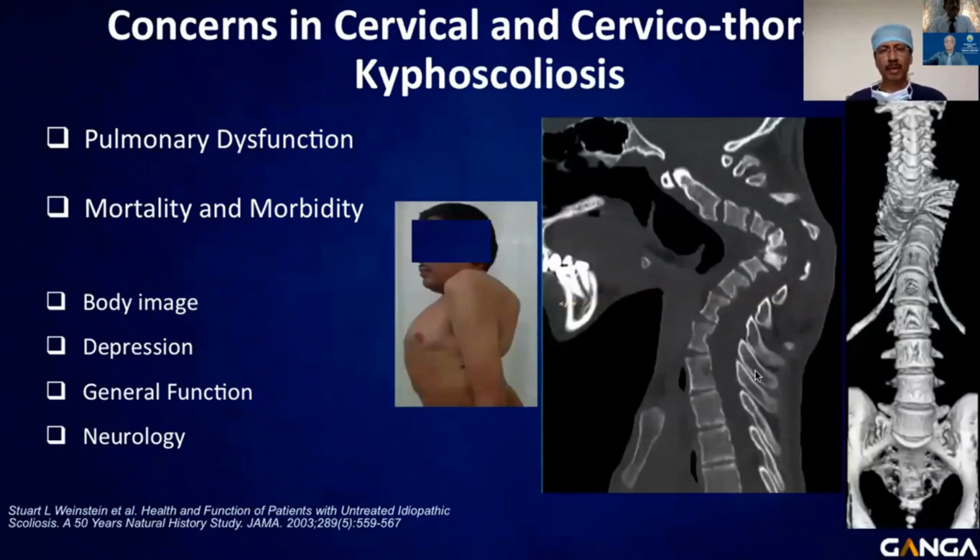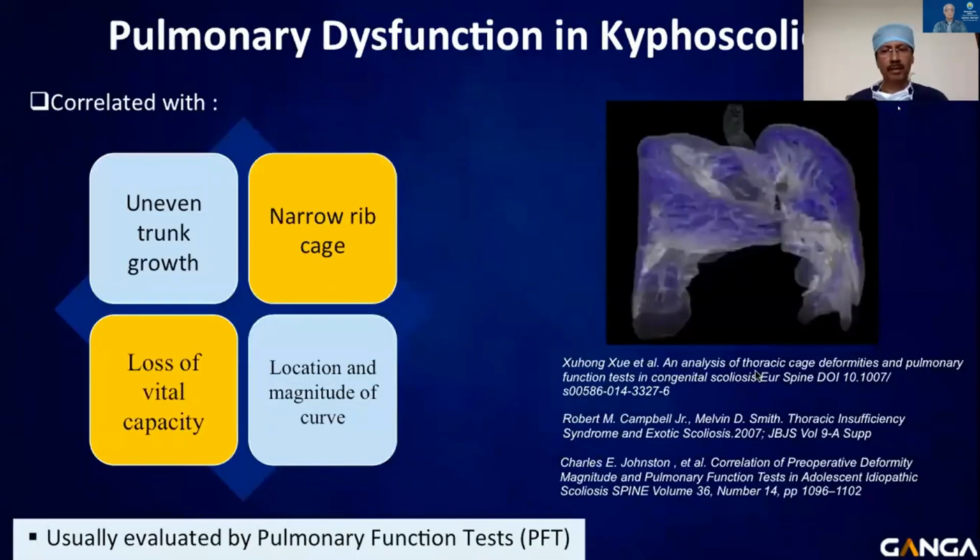When you see major deformities like this, either in the cervical region or in the cervicothoracic region, we know that there are a lot of issues concerning body image, general function, neurology, and also the high mortality and morbidity that may be associated with surgery. One of the reasons for this is pulmonary dysfunction. For pulmonary dysfunction, we always try to correlate it with uneven trunk growth, the narrow and distorted rib cage, and the location and magnitude of the curve, which all lead to a loss of vital capacity.